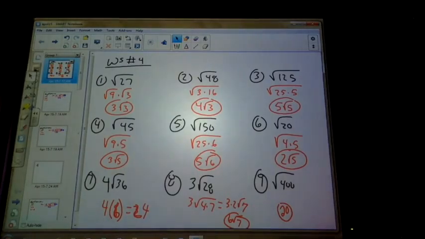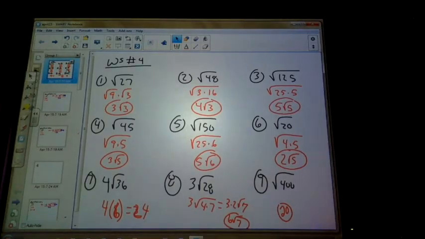Number 7, you have 4 and root 36, but root 36 is a perfect square, so you get 4 times 6, which is 24. Number 8, let's see, 28 breaks down to 4 and 7. You also have a 3 outside, so you take the square root of 4, which is 2, and the 3 and 2 multiply together to produce 6, so 6 root 7 for number 8. And then number 9, square root of 400 is just 20.